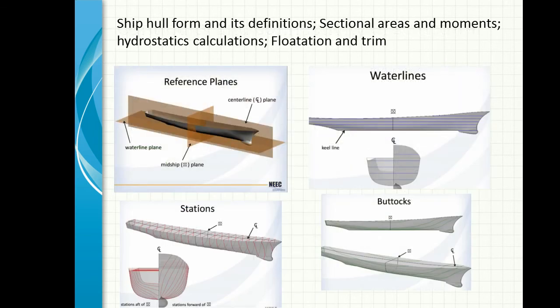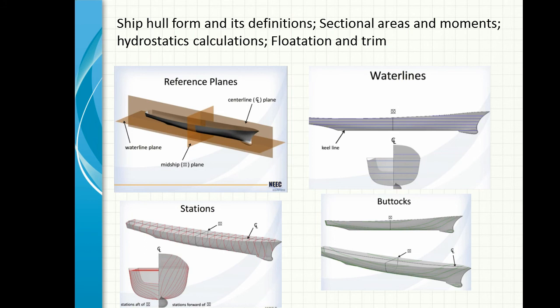Now a little bit on the geometry of a ship. There are the sectional areas, so you have some reference plane. The longitudinal line is the center line plane. Then there is a midship plane and a transverse plane, and the other one is a water plane. So you can describe any point in the ship using these 3 planes. So it's a 3-dimensional model.